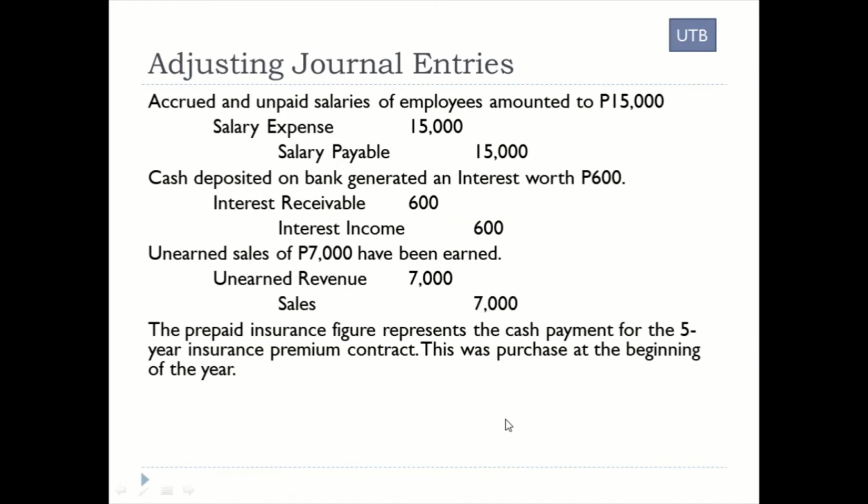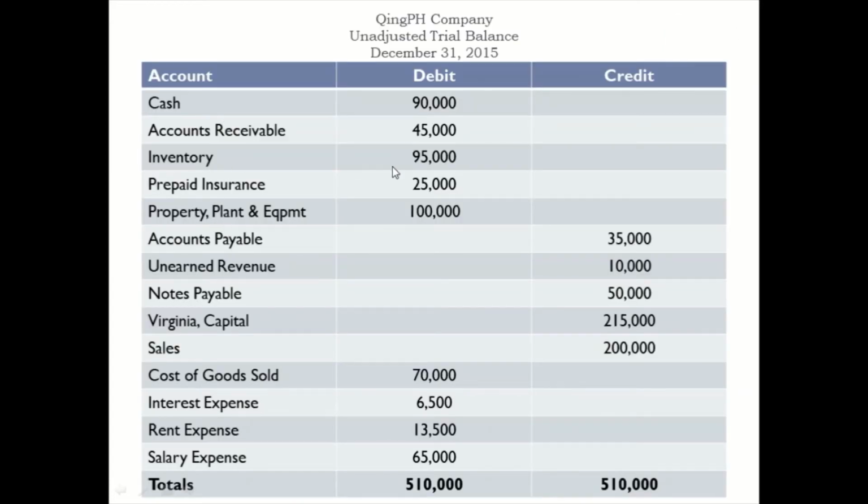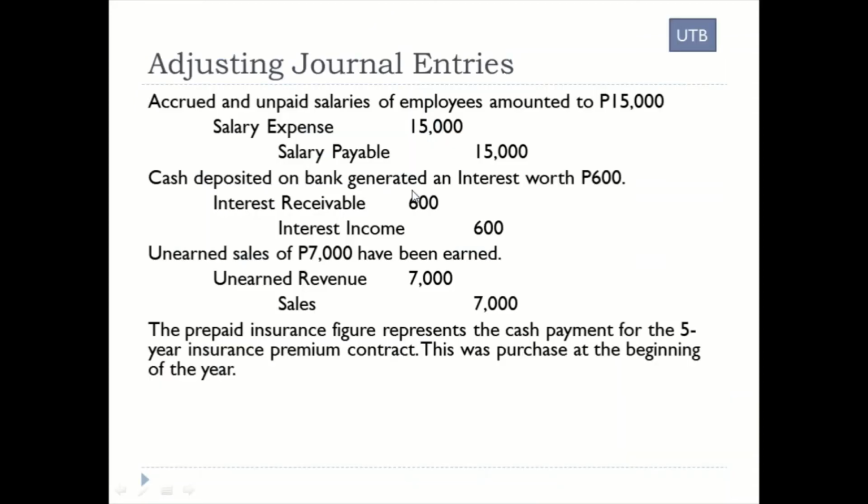Okay, yun siya. The last adjusting entry is the prepaid insurance figure. Okay, dito na tayo sa prepaid insurance. The figure represents the cash payment for the 5-year insurance premium contract. So, this was purchased at the beginning of the year. Ibig sabihin, bumili tayo ng ating insurance worth 25, okay, let's check, no? Ito siya, worth 25,000 kanina, no? Sabi nga natin. And, dito, finally, nalaman natin that yung 25,000 pala na yun is good for 5 years.